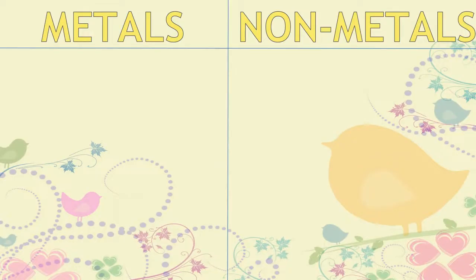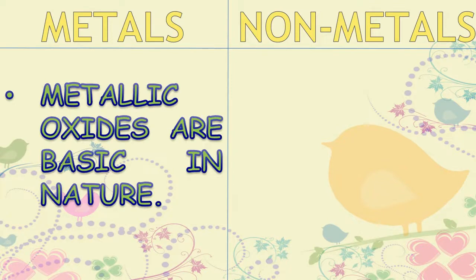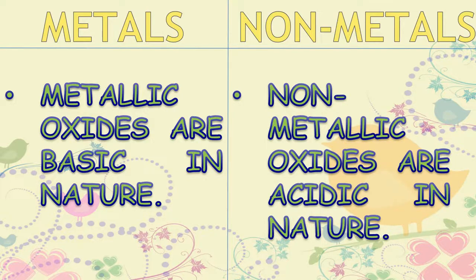This is another difference between the behavior of metals and non-metals. Metallic oxides are basic in nature. Non-metallic oxides are acidic in nature.